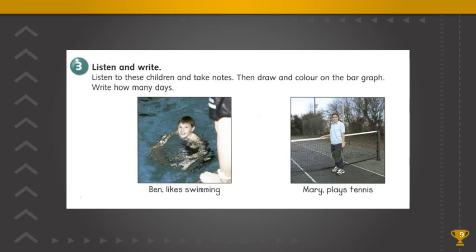Okay, if you say that Ben likes swimming and he has been swimming for 4 years now, while Mary loves tennis or likes to play tennis and she's been playing for 2 years now. Now, please write their names and their data on the bar graph to complete them.